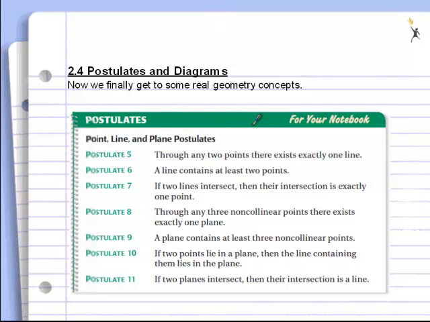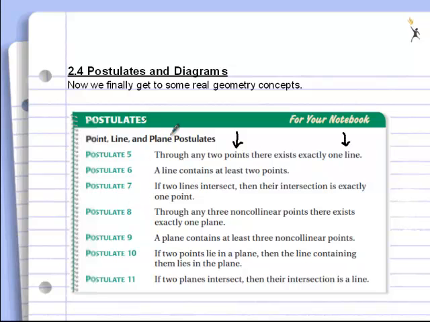Inside postulate 5 we can identify a point and line. Again, those are geometric ideas. Postulates, theorems, definitions, corollaries. These are all things that have been proven so many times. They've been proven true so many times that we just take them for granted anymore.